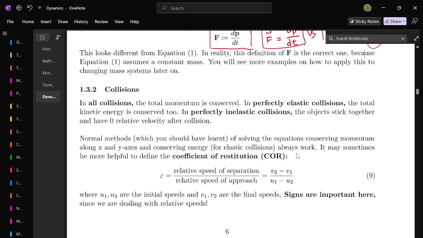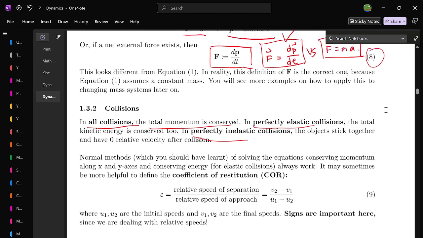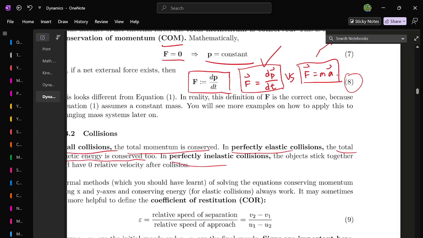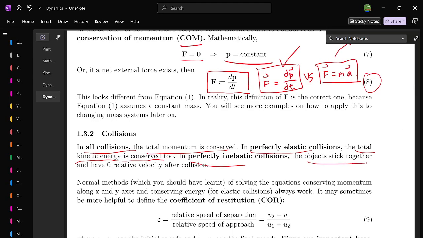So let's move on to something that's perhaps closer to you guys first. It's on collisions. In all collisions, your total momentum is conserved. I think most of you should already know this. But we have different types of collisions as well. We have perfectly elastic collisions and perfectly inelastic collisions. You can probably tell by the name that perfectly elastic means that your objects collide in a way such that the total kinetic energy is conserved. But for perfectly inelastic, the objects simply stick together and they have zero relative velocity after collision.